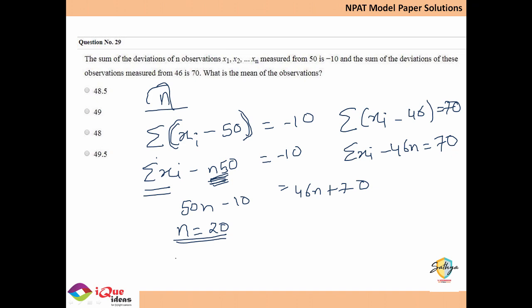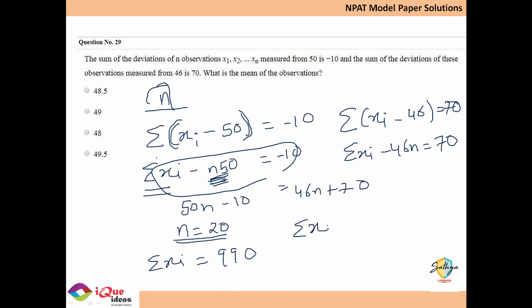Once I get n is equal to 20, substitute the value here, and you will get that the value of sigma xi is 990. So the mean of all the observations is nothing but the sum of all the observations divided by n, which is 990 divided by 20, which is equal to 49.5.